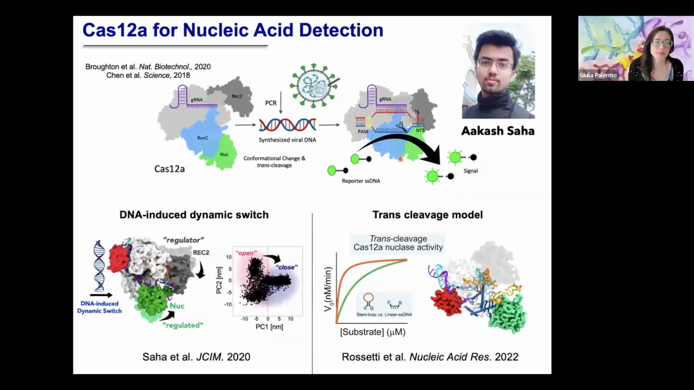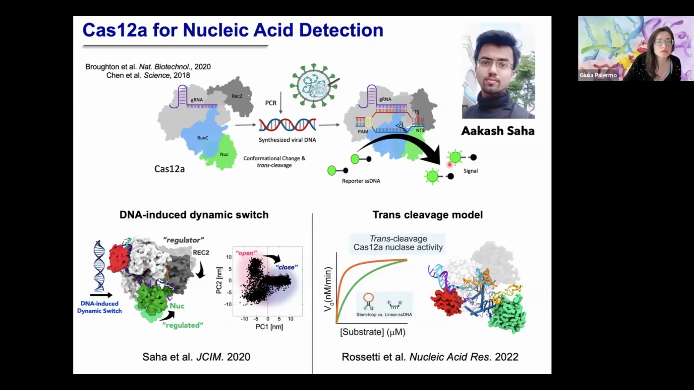Akash started his PhD in my lab by first analyzing the conformational dynamics of Cas12a. He published a first paper in which he learned all the basic tools, molecular dynamics and principal component analysis, to characterize the dynamic switch induced by DNA in the system. Then Akash also worked with a group to obtain a model of trans-cleavage, the property by which Cas12a remains activated to perform this cleavage of any incoming single-stranded DNA. This process is called trans-cleavage.